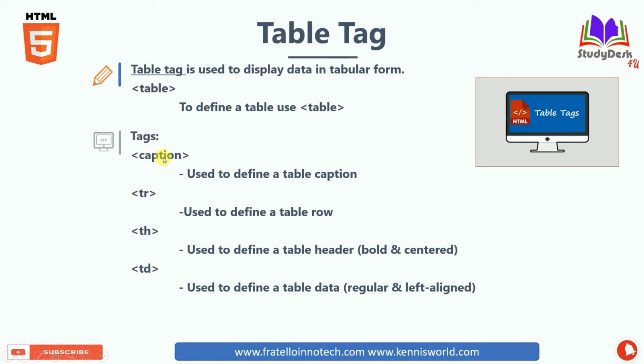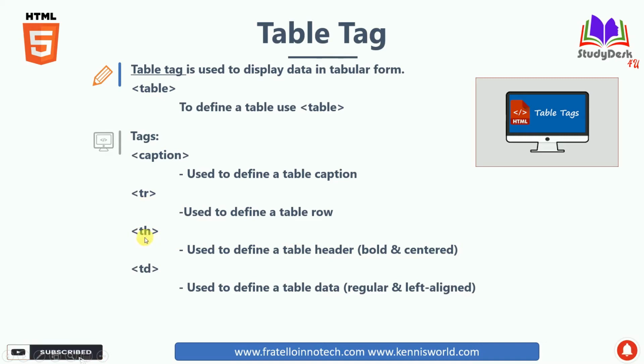Those are, first one, caption. To mention a caption, we need to use the caption tag. But this caption we need to mention immediately after the table tag. And the next one is tr. It is used to define a table row. If you want to define a row in a table, we need to use this tr tag.